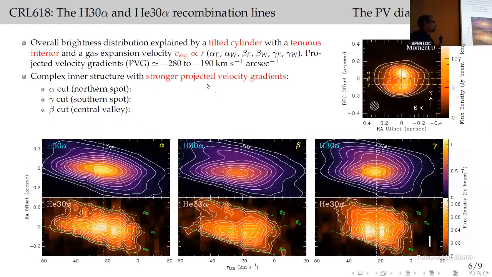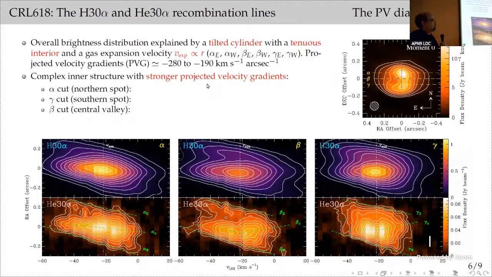Okay, if we try to get some information about the gas kinematics, we can create the position-velocity diagrams that you can see here. So these are done for the east to west direction, and we define three different cuts: alpha, beta, and gamma, that you can see in this column and this column. The top diagrams are for the H30 alpha line, and the bottom diagrams are for the helium-30 alpha line, which is a weaker line that is very close to the hydrogen line and was observed simultaneously.